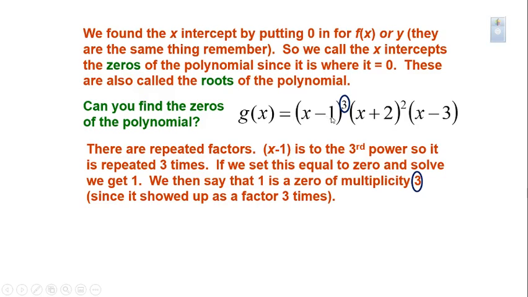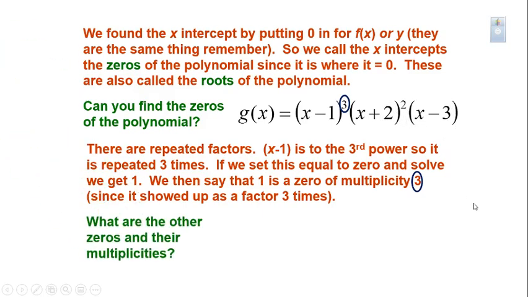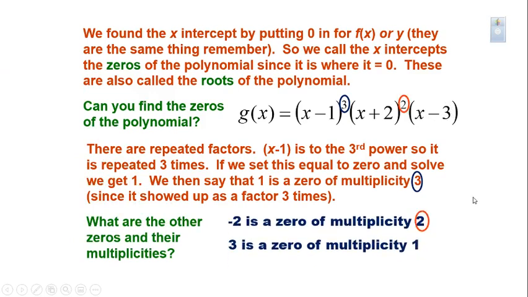This factor is (x - 1)^3. That means the multiplicity of this 0 is 3. This factor is (x + 2)^2, which means this factor is there twice, so the multiplicity of the 0, -2, is 2. And this factor is only there once, so its multiplicity is 1. The multiplicity gives us some detail about what the graph does at those x-intercepts. So let's take a look at what the graph will do at those x-intercepts.